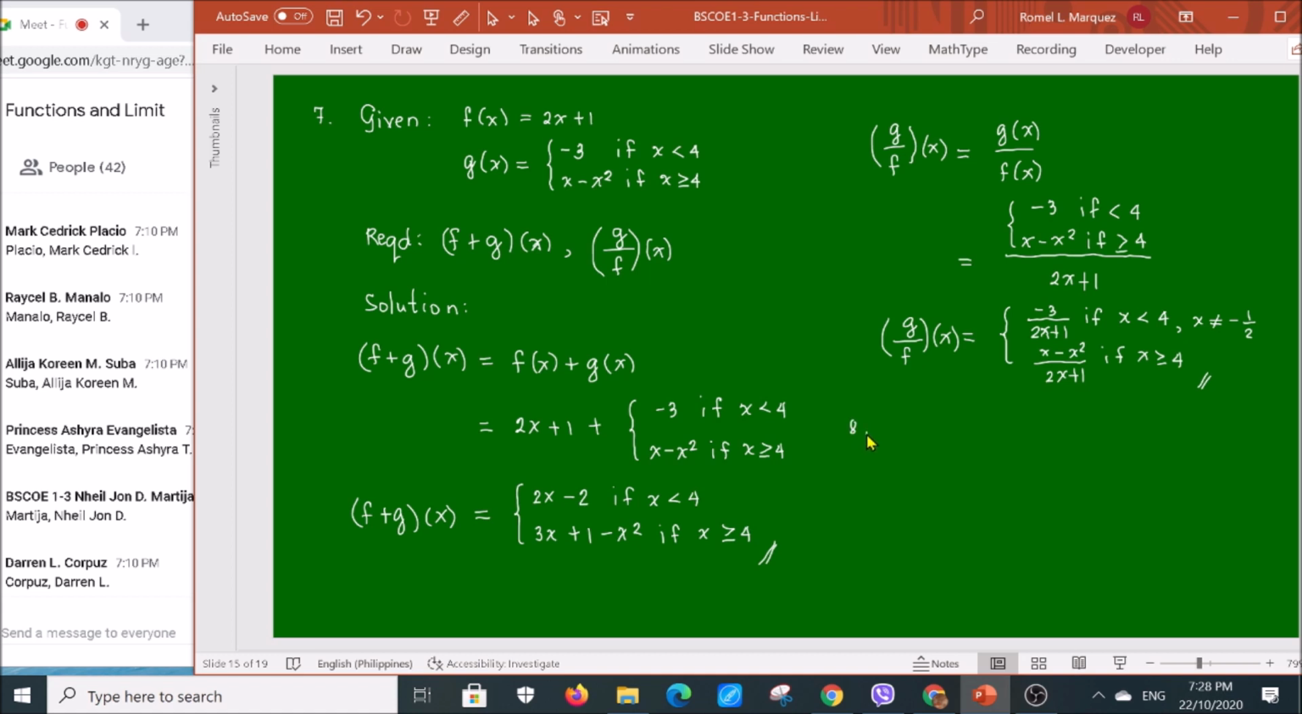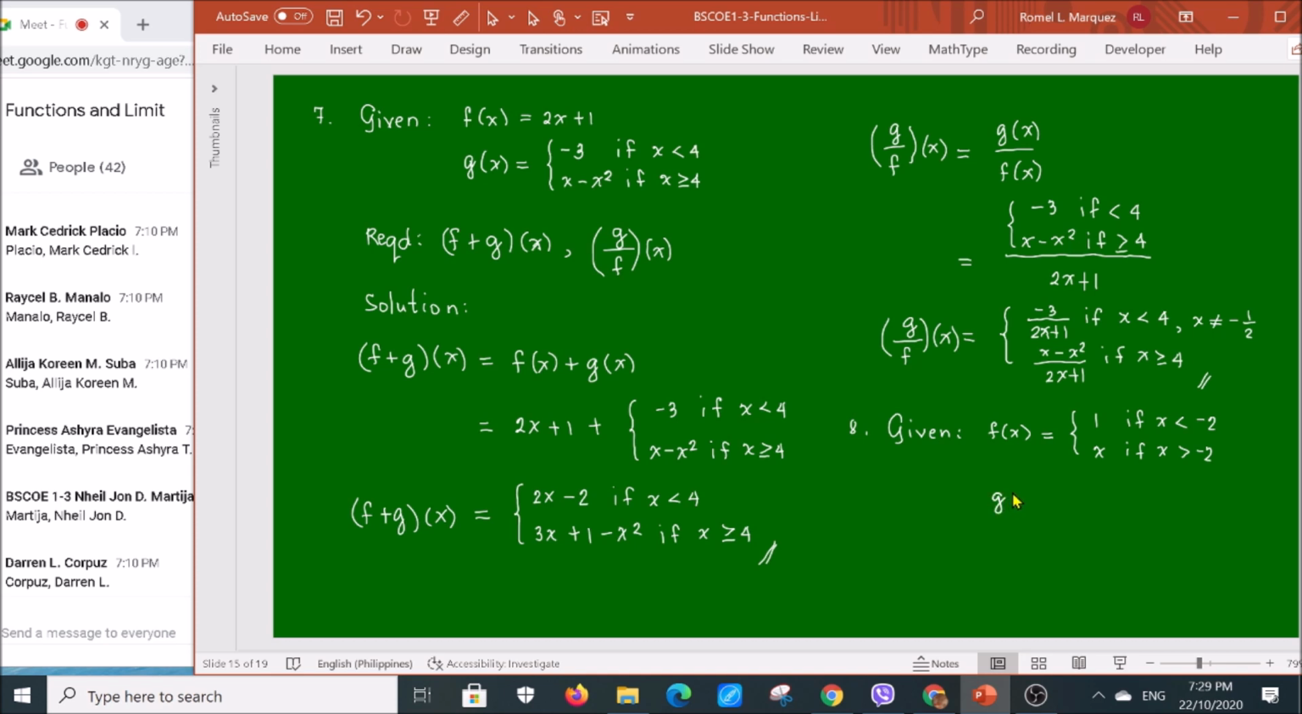Let's have number 8 if you don't have questions. So let's say we're given f of x is equal to 1 if x is less than negative 2, and it is equal to x if x is greater than negative 2. So meaning we don't include negative 2.